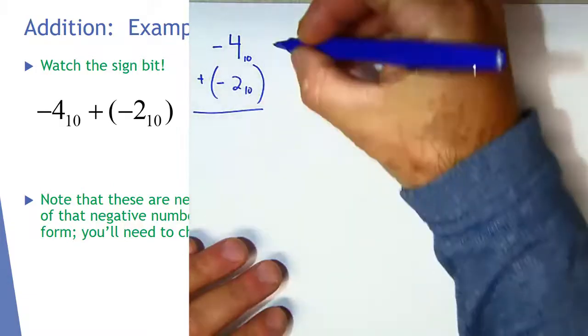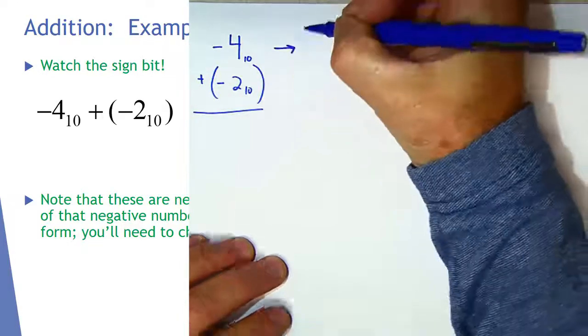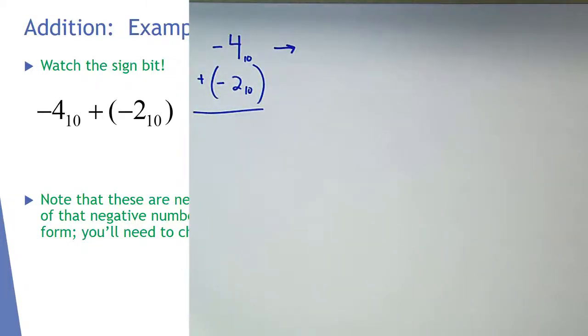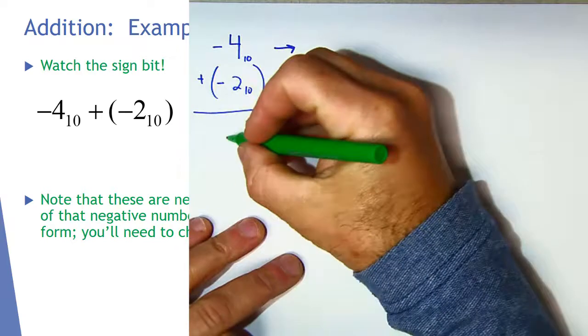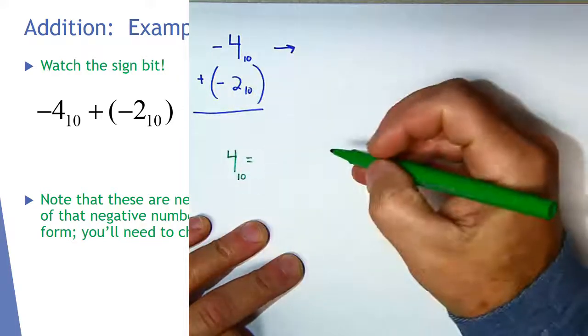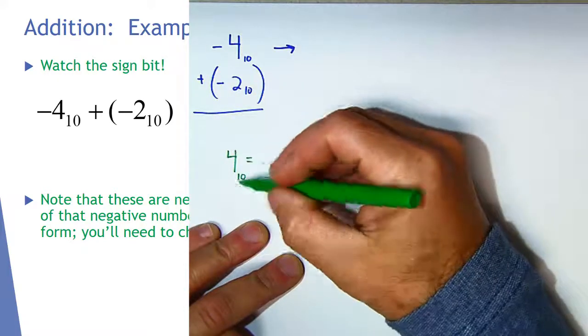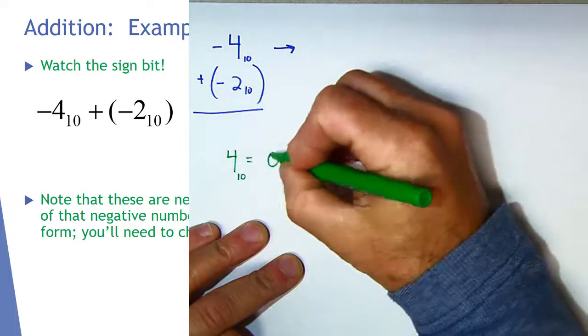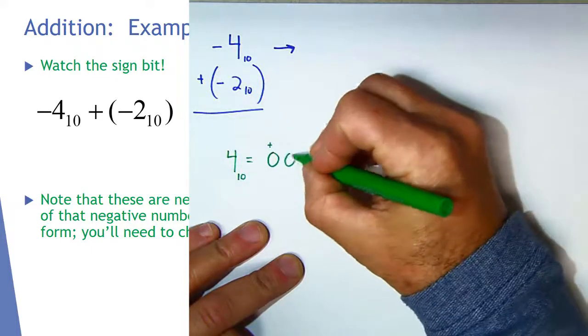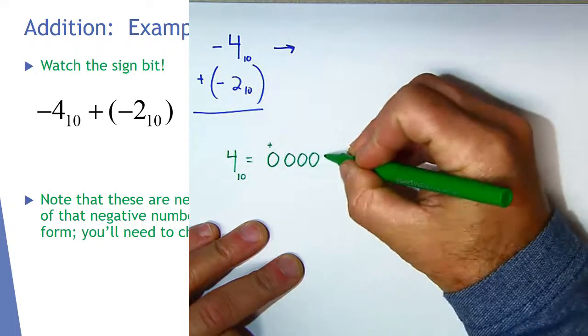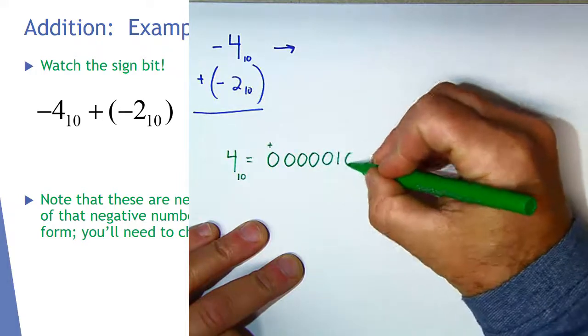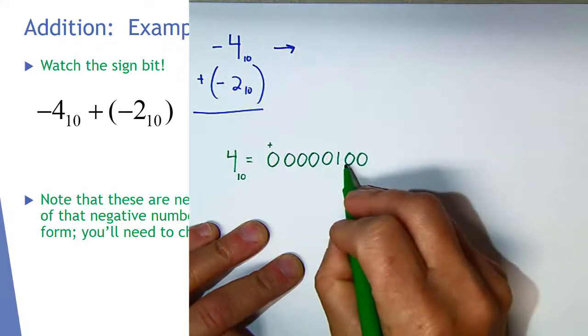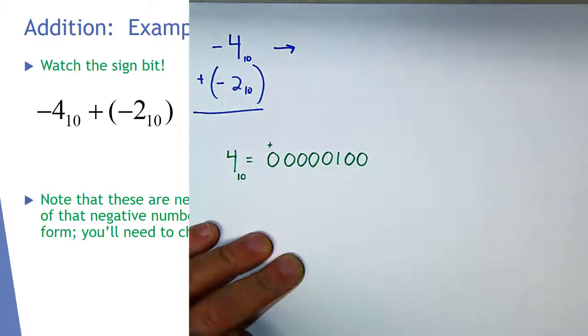All right, so we want to represent negative 4 using 8 bits. We don't know how to do that, but we do know how to represent 4 using 8 bits. So let's start with that. I'm going to go down here and note that the representation of 4 base 10 is 0 because of our sign bit, 0, 0, 0, 0, 1, 0, 0. That's no 1s, no 2s, a 4, and none of anything else.